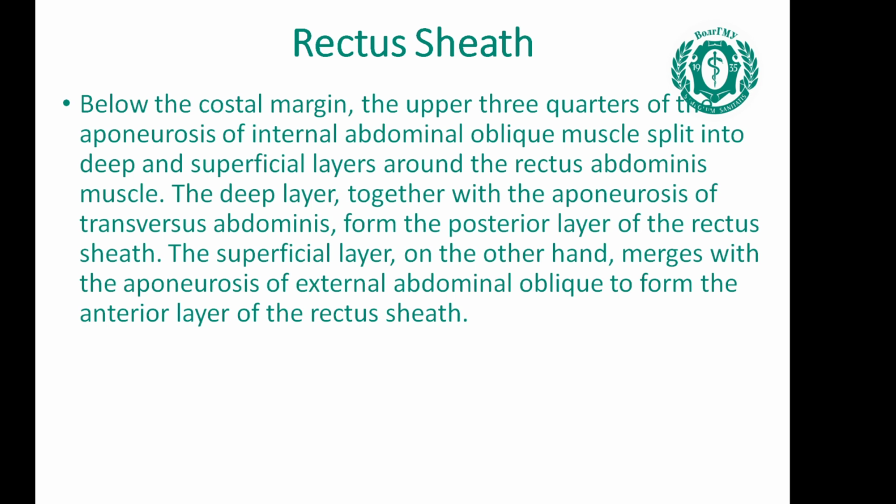Below the costal margin, the upper three-quarters of the aponeurosis of internal abdominal oblique muscle split into deep and superficial layers around the rectus abdominis muscle. The deep layer, together with the aponeurosis of transversus abdominis, forms the posterior layer of the rectus sheath. The superficial layer, on the other hand, merges with the aponeurosis of external abdominal oblique to form the anterior layer of the rectus sheath.